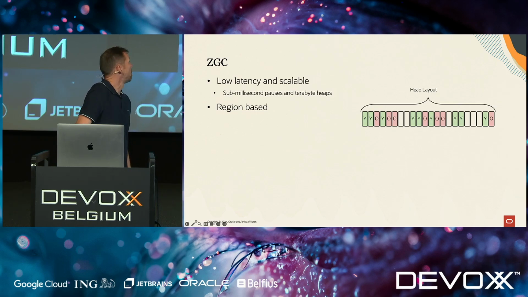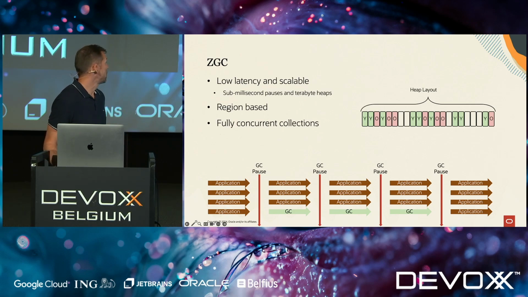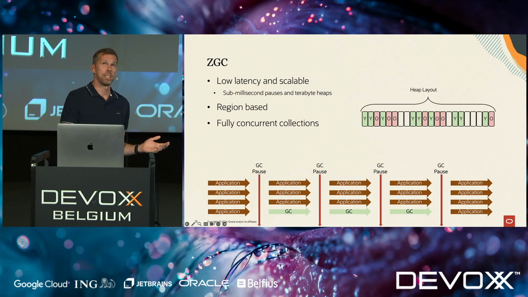Similar to G1, CGC is region-based, but the big difference is that CGC does the collection work fully concurrent. So all the heavy GC work is done concurrently with Java application threads running. We still have the GC pauses here, as you see, and you recognize the illustration, but they are very short and they are mainly synchronization points so that the GC and the application threads can decide on what phase we're currently in. Are we doing marking, determining liveness, or are we moving objects around and updating pointers to where objects are located? And we need GC pauses to synchronize this.